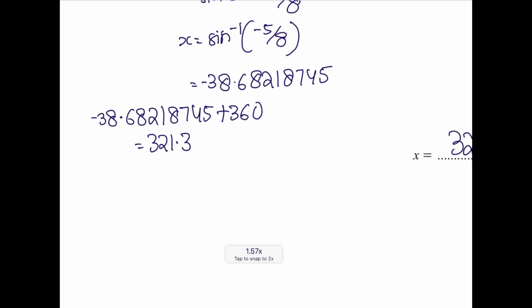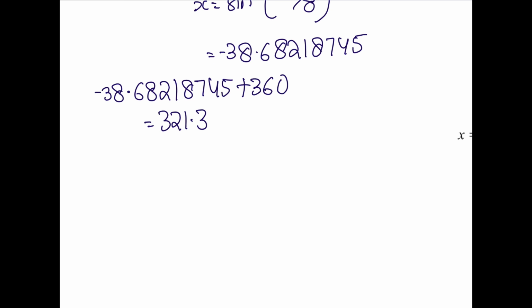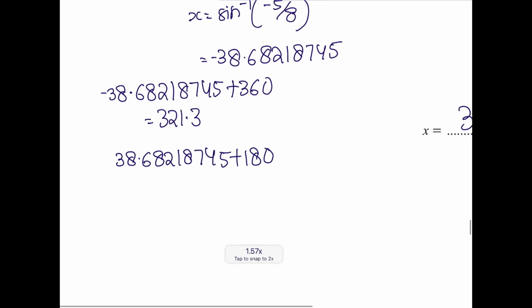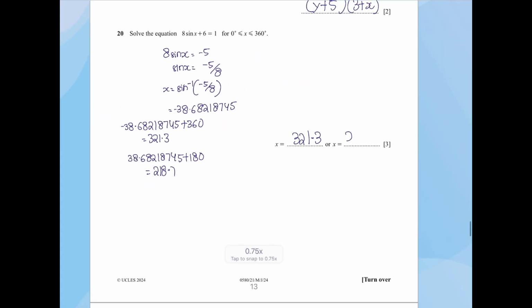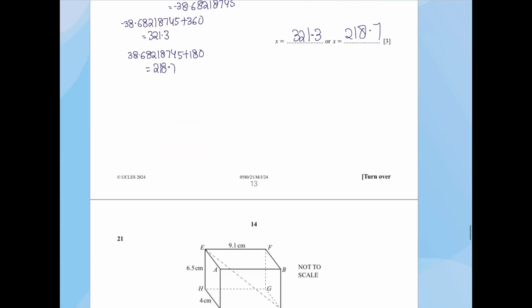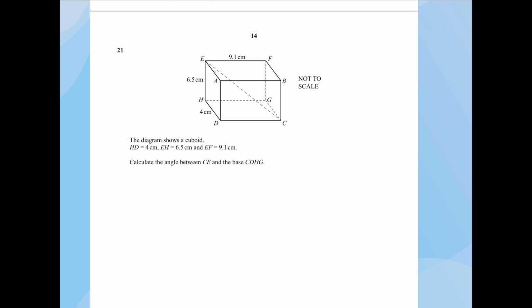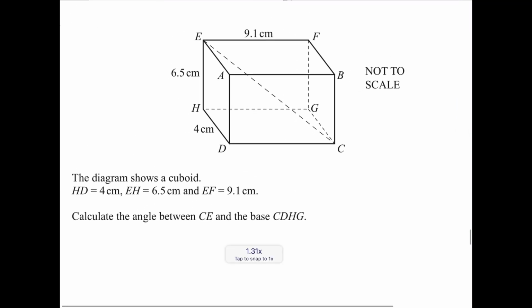321.3. And for sine, whenever you have a negative value, the other method is basically to take the positive of this, 38.68218745, and add 180 to that. So you just take back your initial answer, then you multiply with negative 1 to get the positive, and you add 180. That gives you 218.7. So I hope that's clear. 218.7 and 321.3.